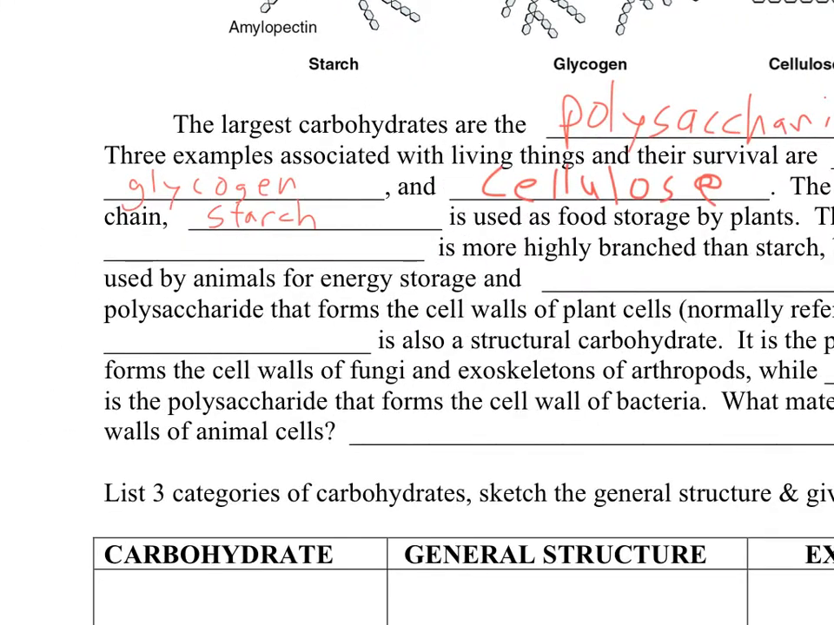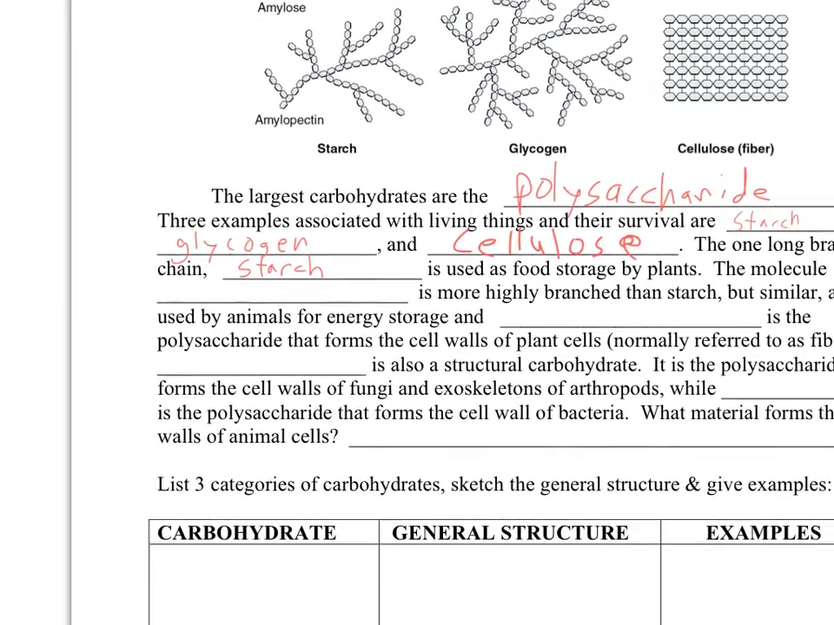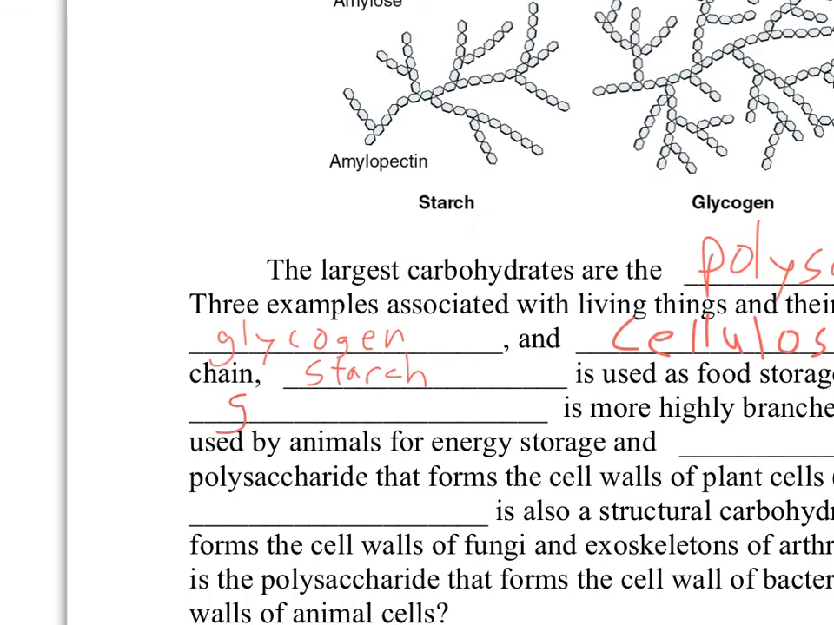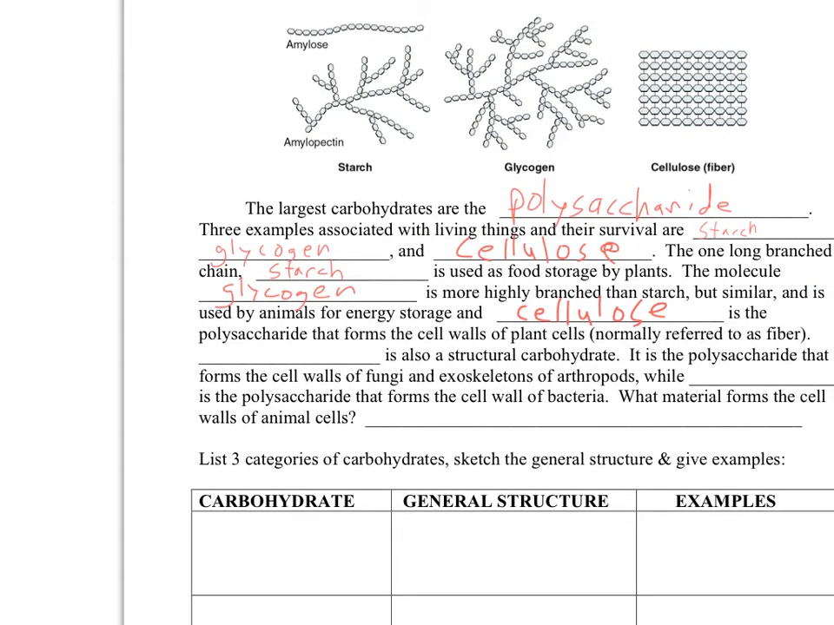All right, so it says the molecule blank is more highly branched than starch, but similar, and used for energy storage in animals. Glycogen. Okay, so glycogen is more branched than starch, but similar, used for energy storage by animals. And blank is the polysaccharide that forms the cell wall of plants. So that's cellulose. And it's normally referred to as what? Dietary fiber. Yeah, you're getting fiber in your diet.